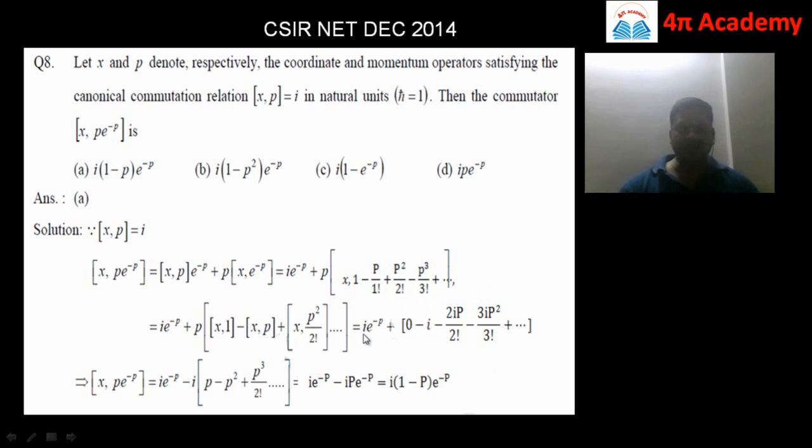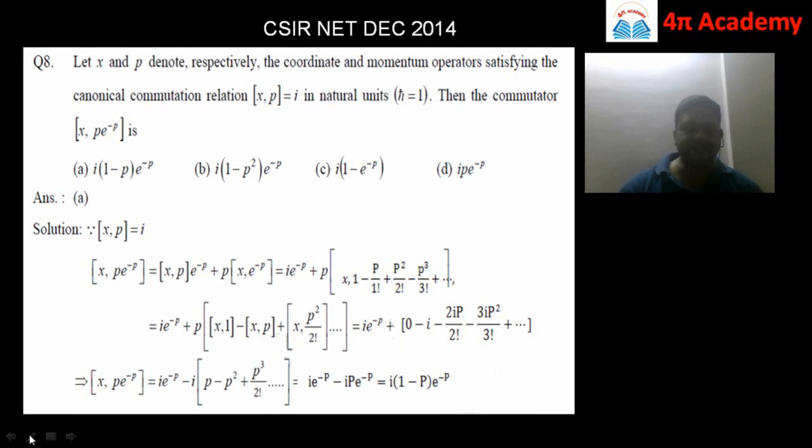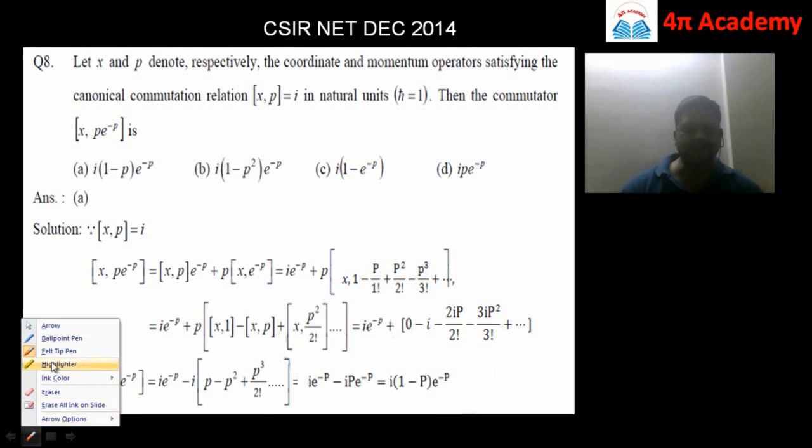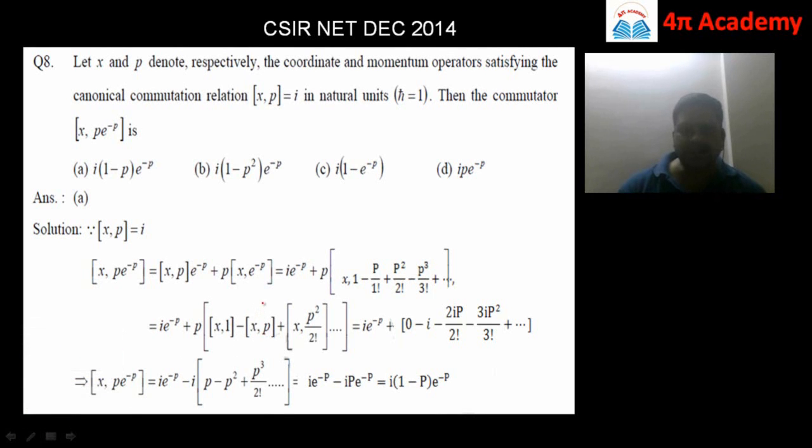So that will be equal to i into e^(-p) plus p times, and the commutation of an operator with a scalar is 0, so it will be 0. Then the commutation of x with p is equal to i. Commutation of x with p is i. Then the commutation of x with p squared by 2 factorial.